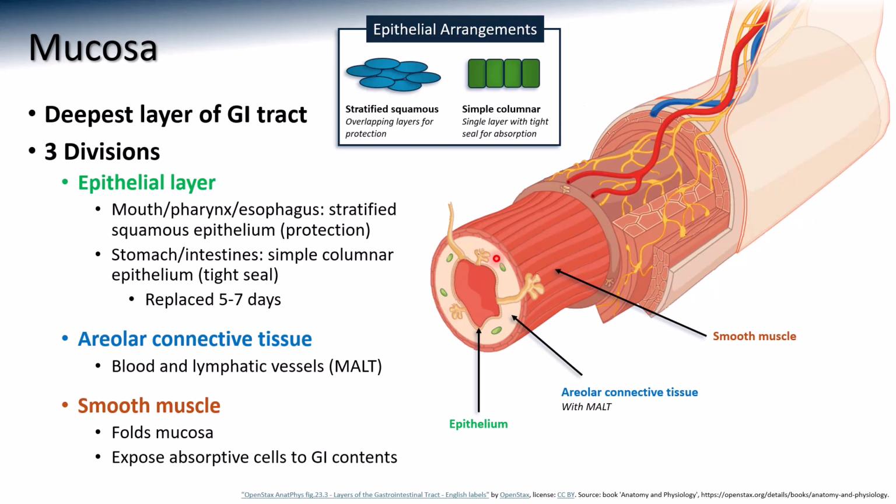And then finally, surrounding these two, there's a very thin layer of smooth muscle that sits sandwiched between the rest of the mucosa and the submucosa here. It's important to note that it's only for folding the mucosa, the epithelial layer, and changing the shape of that. It's not for propelling contents through the GI tract. So changing the shape of the mucosa exposes different regions of these epithelial cells to GI content, and that's going to allow for more nutrient absorption. All right, and that is going to bring us all the way in to the center here, which is the lumen.